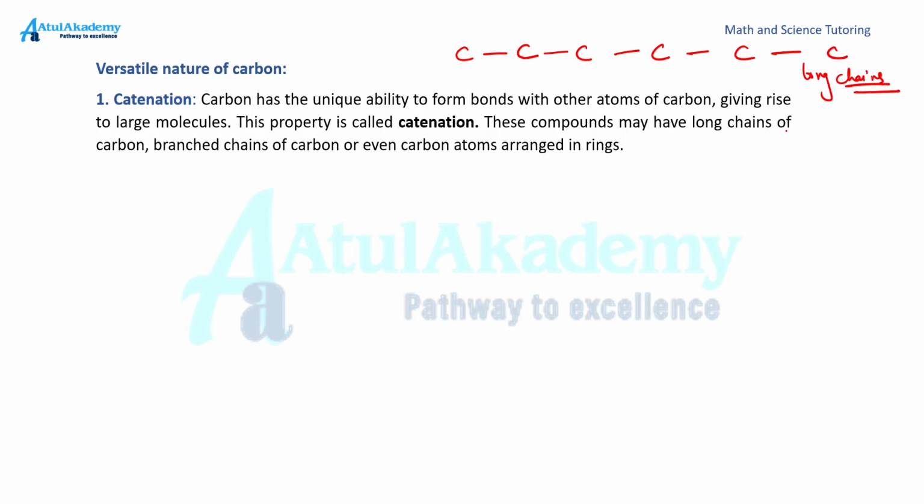These compounds may have long chains of carbon. You can have branched chains of carbon, or even carbon atoms arranged in a ring. Let's talk about 3 carbons. I can make them in a ring. That is a ring form.